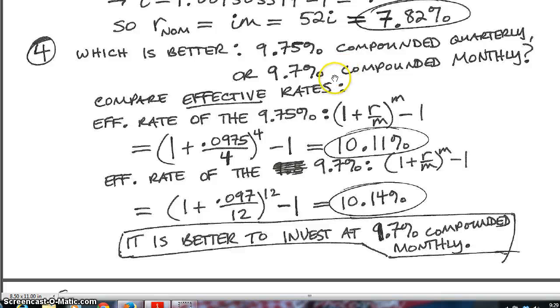So let's compare the two, remembering that to find the effective rate, it's (1 plus r over m) to the m minus 1.